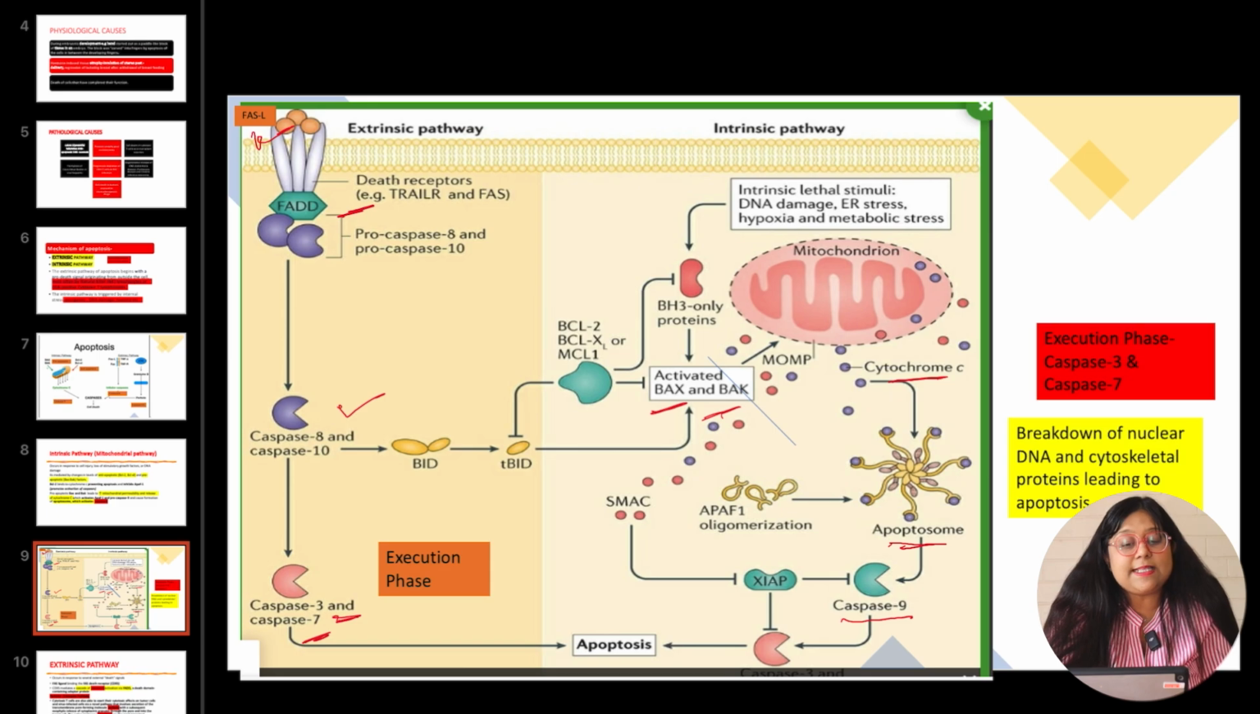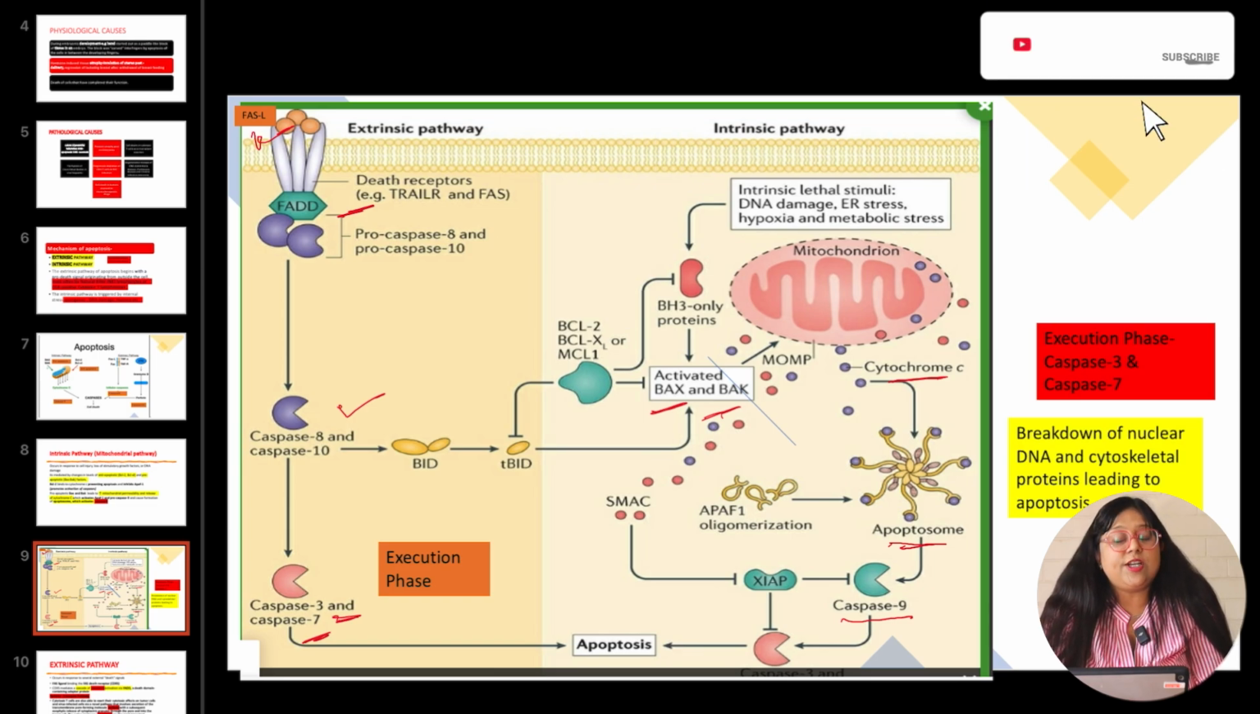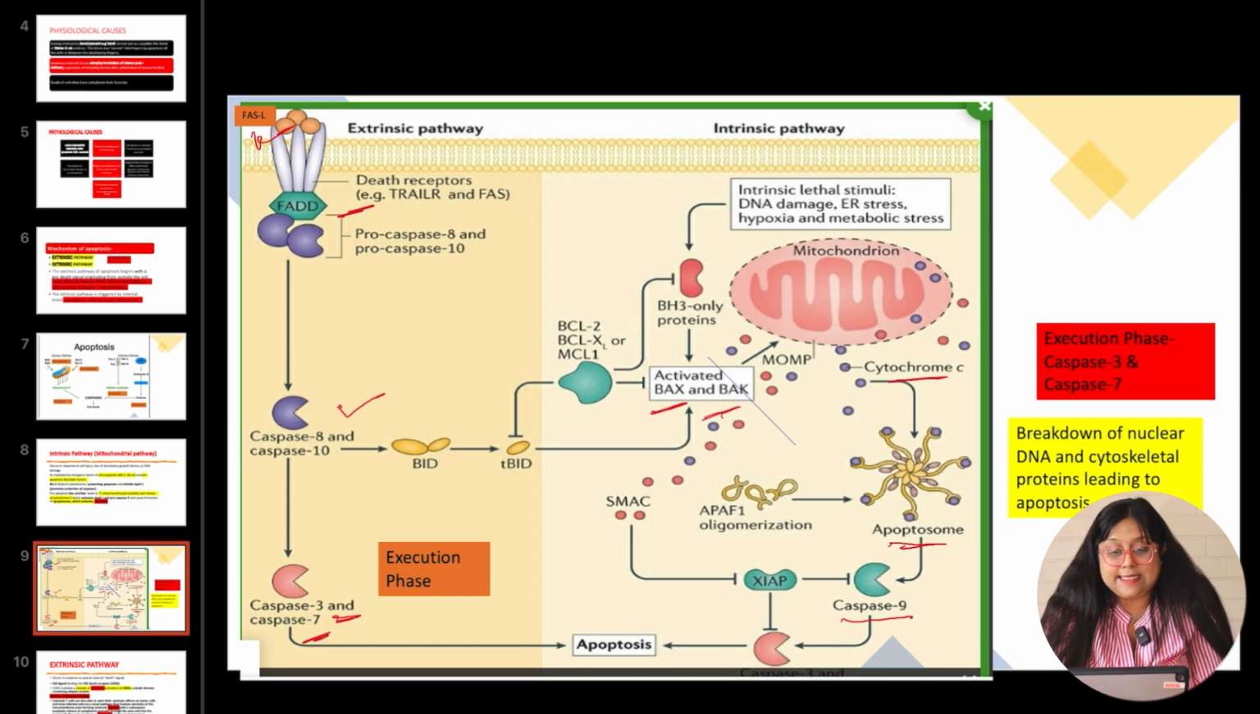There will be an execution phase, and caspase 8 will go and cause activation of caspase 3 and caspase 7, which will ultimately lead to apoptosis. So here what you should remember: in the intrinsic pathway, the initiator caspase is caspase 9, and in the extrinsic pathway, the initiator caspase is caspase 8. And what are the executional caspases? They are 3 and 7. And what happens when the executional caspases are activated? They cause breakdown of nuclear DNA and cytoskeletal proteins, which leads to apoptosis.